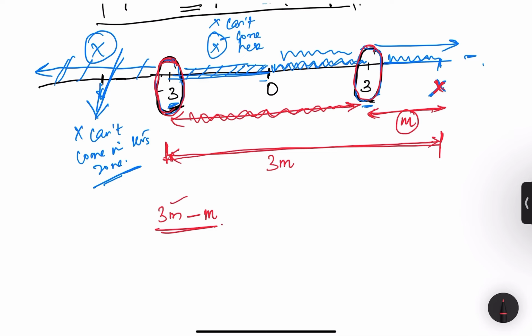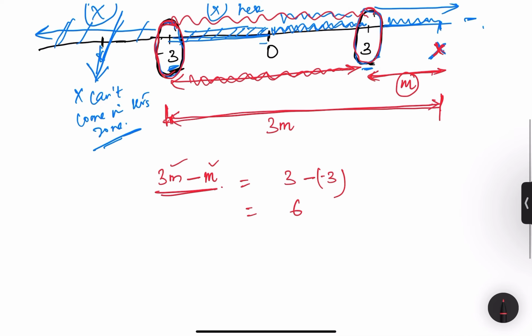So 3m minus m is equal to 3 minus minus 3. Okay, so basically this is 6. This whole distance is 6 and this will be 2m. So that means m is equal to 3.